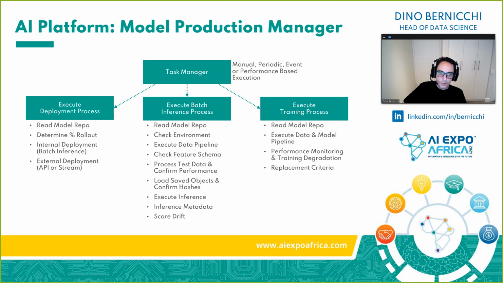And then last but not least, maybe one of the most important is actually execute a retraining process. So again, read from the model repo, and you'll have in the model repo that training pipeline and the training configuration file. So the task manager can re-execute that training process when needed.